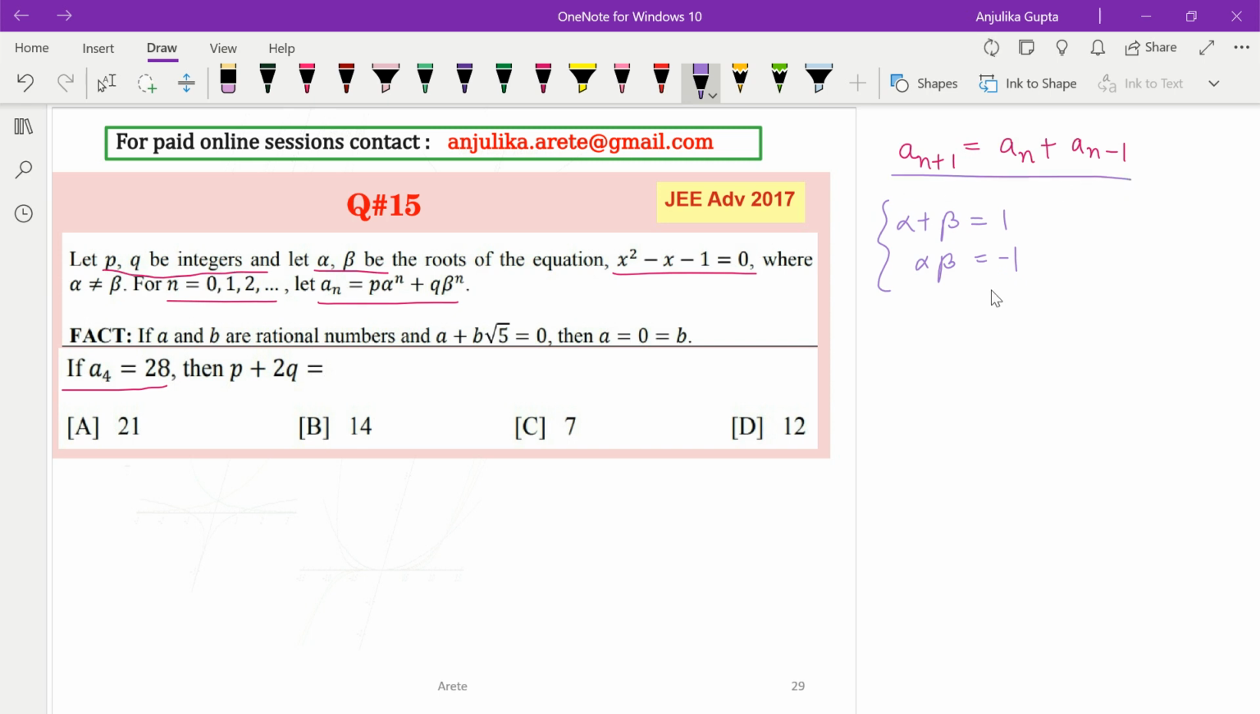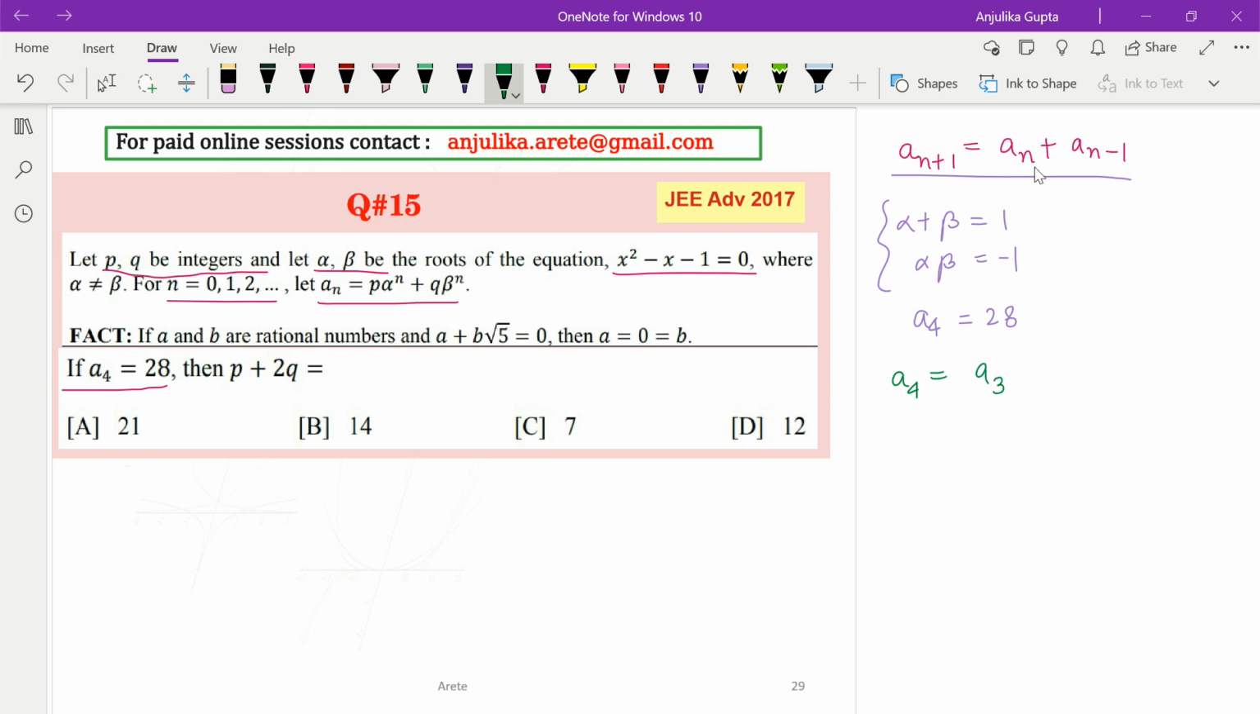Now let's use this relation. They have given us a4 is 28, so let's write that. A4 is 28 is what they have given. Now if I have to boil down into lower terms, what do I use? The recursive relation, of course. So a4 is what?